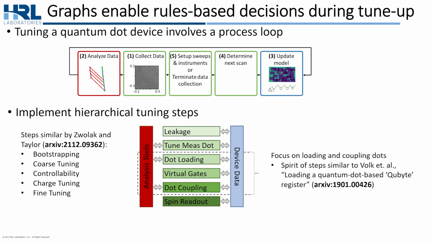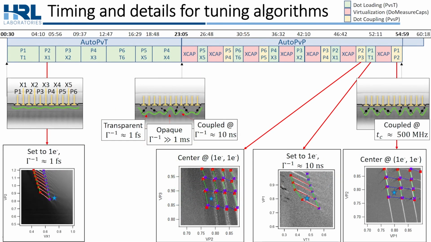We've modified it, but importantly, we've automated it. We've removed any human element. And so on this slide, I try to describe to the extent we can an algorithm. At the very top here, this is a timeline where we start at 30 seconds or near 0, and we end at around an hour. And during that time, we run 2 primary routines, which we call auto PVT and auto PVP.